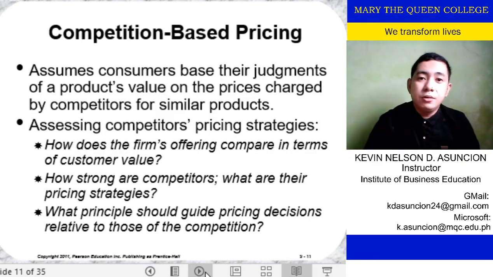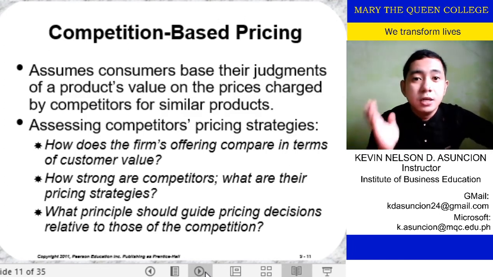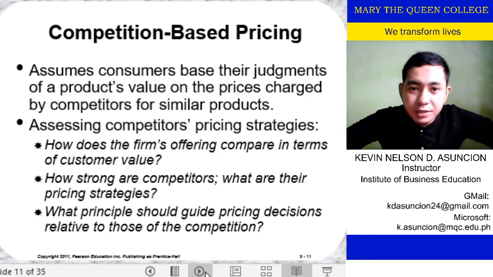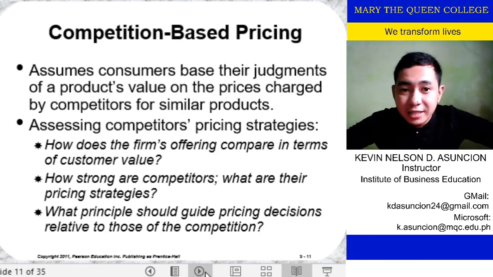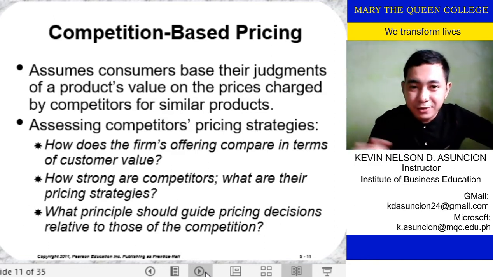Okay? So we also have what we call competition-based pricing. So kanina is cost-based. Competition-based pricing, this assumes consumers base their judgment of a product's value on the prices charged by competitors for similar products. So assessing competitors' pricing strategies. How does the firm's offering compare in terms of customer value?